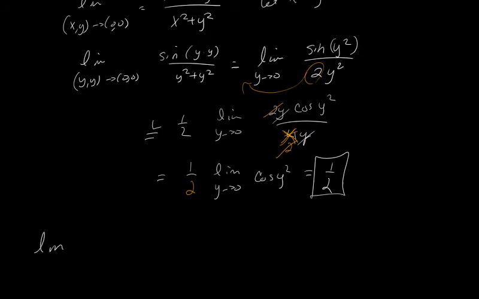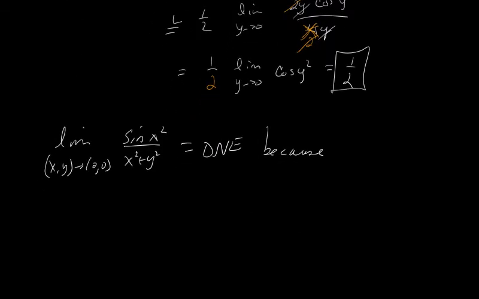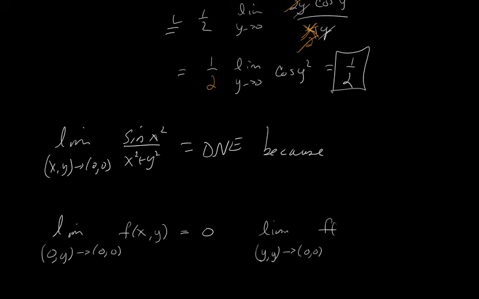So the limit as (x,y) approaches (0,0) of sine of x squared over x squared plus y squared does not exist because the limit along one path of our function, I'm just going to call it f of x y for the sake of ease, is equal to 0, but the limit along the other path of our function f of x y was equal to 1/2, and these are not equal.